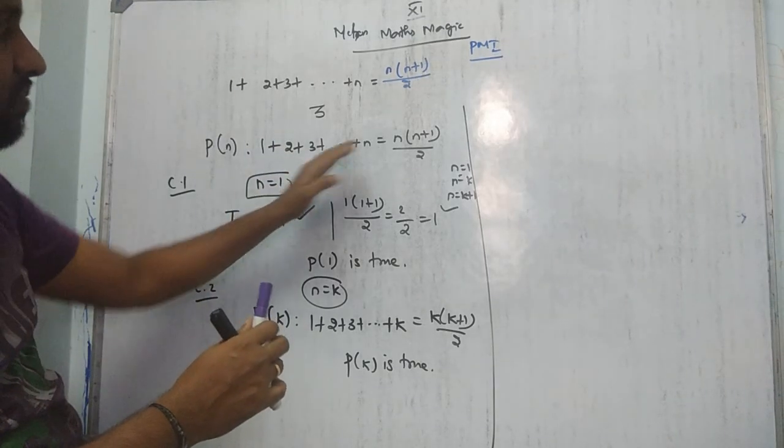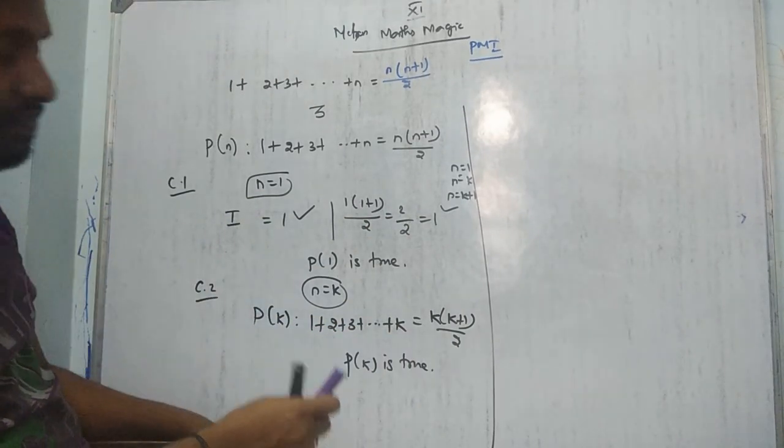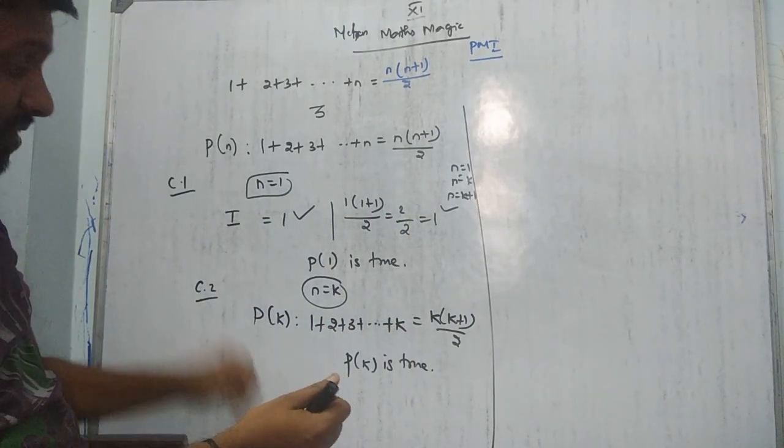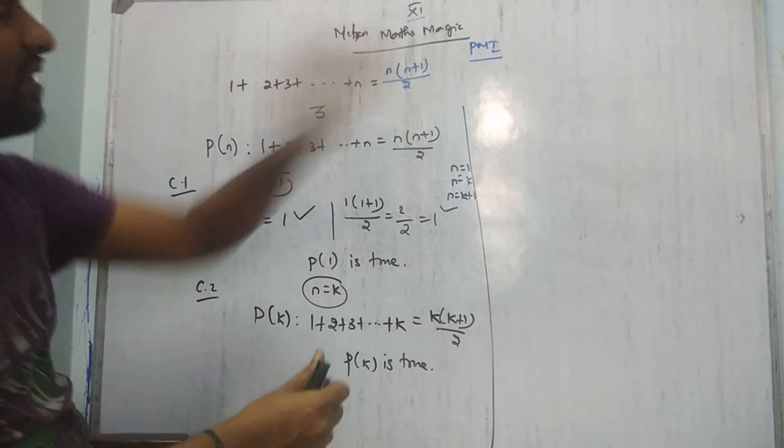So 1 plus 2 plus 3, etc., up to k equals k into k plus 1 by 2. So P of k is true. Okay. Next, I'll move on to P of k plus 1.